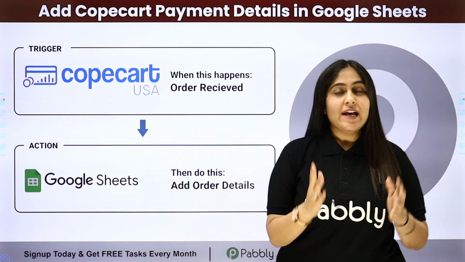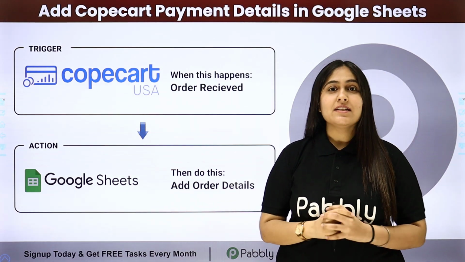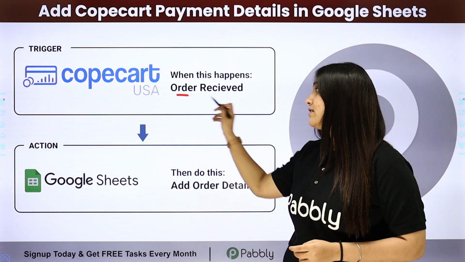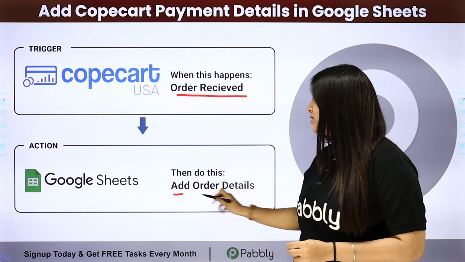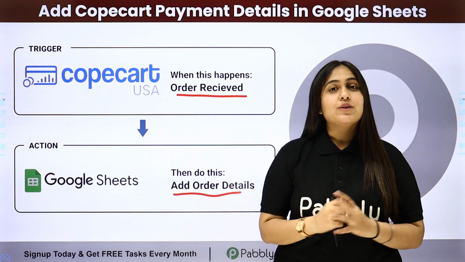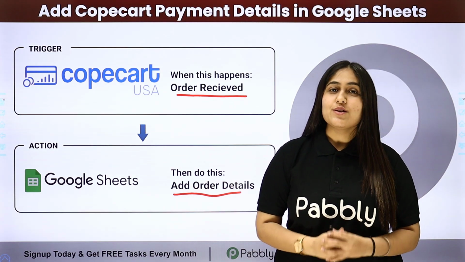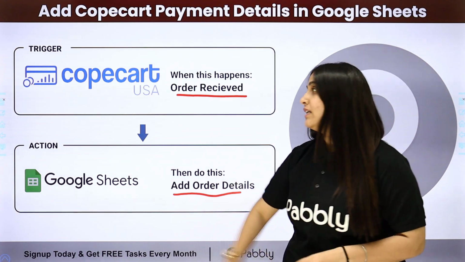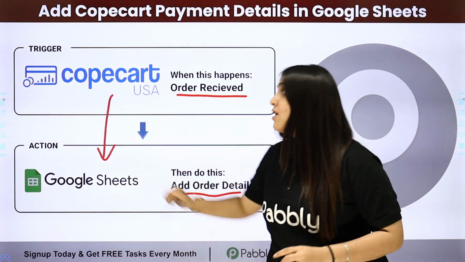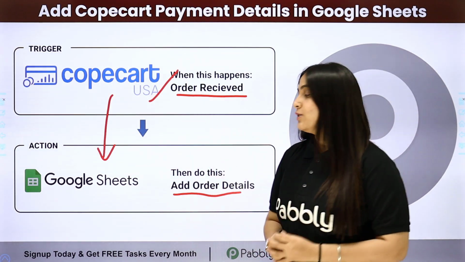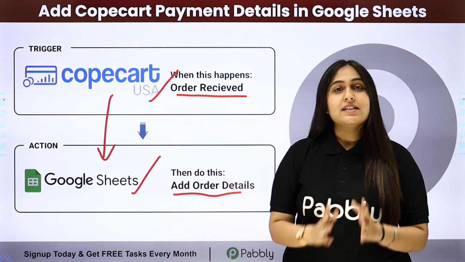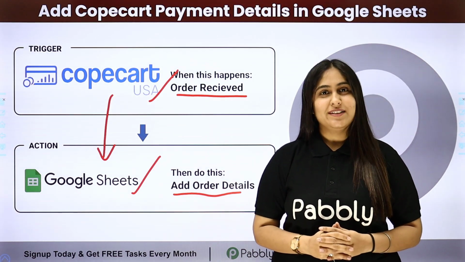So in this video we are going to learn how to add CopeCart payment details in Google Sheet. Here I am a seller on CopeCart, and in this case I want whenever a new order is received, automatically the details of that order should be added in a Google Sheet as a new row. To automate this process, we will use an automation software named Pabbly Connect, in which we need to connect our trigger and our action. In this process, our trigger application will be CopeCart and our action application will be Google Sheet. To learn this process step by step, let me take you to my screen.